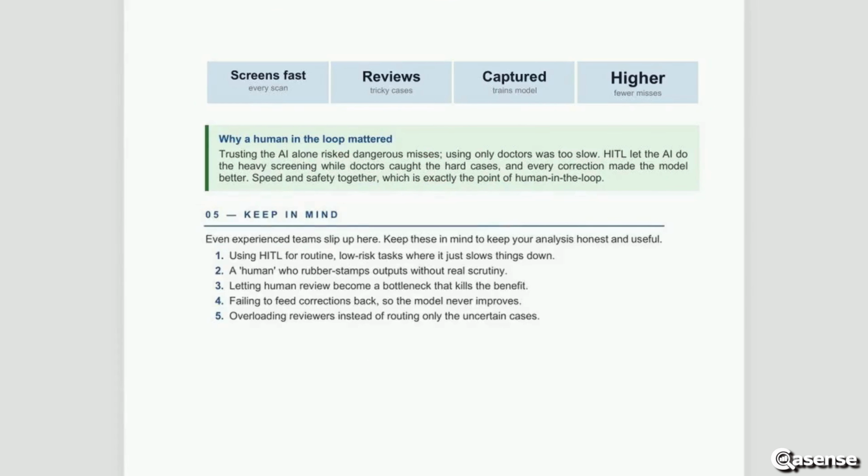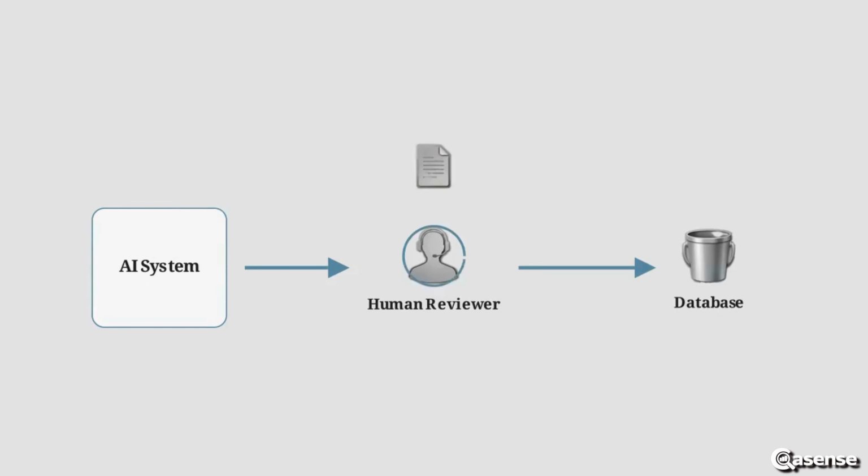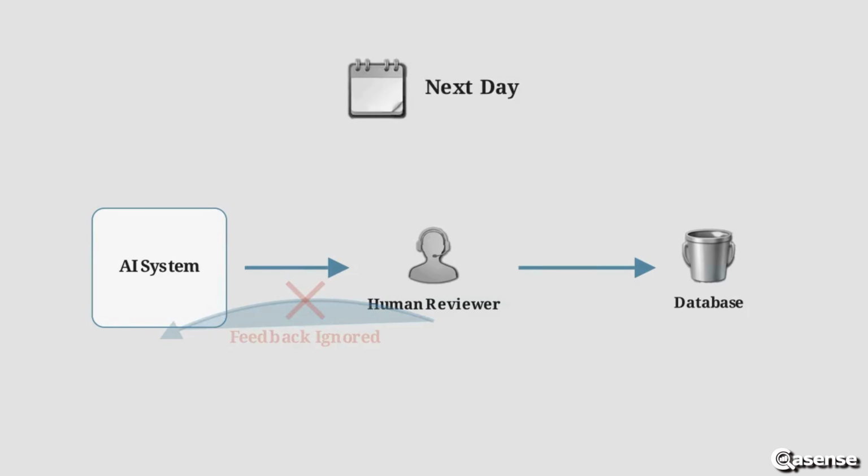This numbered list warns against common traps teams fall into. Look at the second point. A major failure is hiring someone to just blindly click approve on everything the computer does without actually investigating the work. Another trap is fixing the errors but never updating the software itself. If you don't feed those corrections back in, the computer will keep making the exact same mistakes tomorrow.